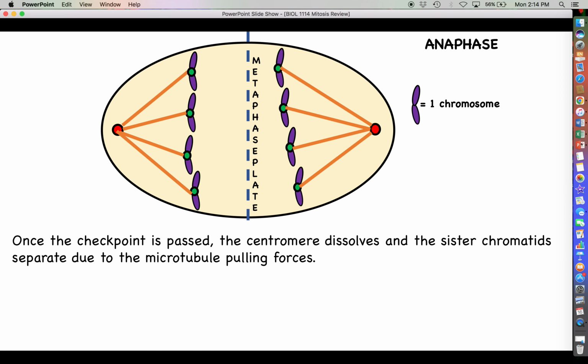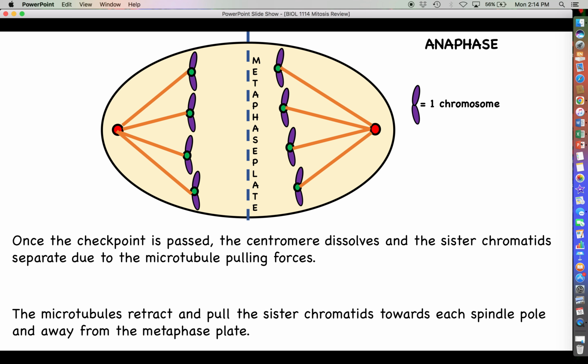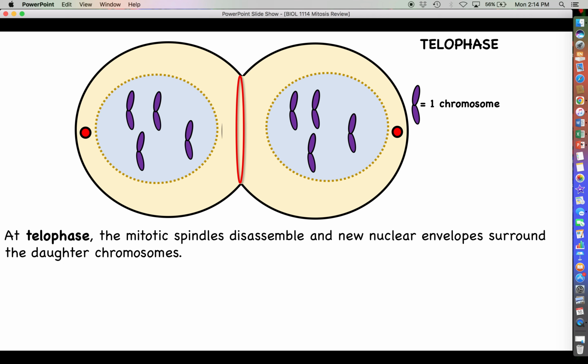Okay, so the next stage of mitosis, after separase does its job and we separate the sister chromatids from each other, is called anaphase. To aid in the visualization of this, I have shown you where the metaphase plate was, so you can see the progress we are making in pulling sister chromatids apart from where they were originally. The microtubules, now pulling and retracting towards the centrosome, are going to pull the sister chromatids towards each spindle pole, which is where these centrosomes are located, and away from the metaphase plate.